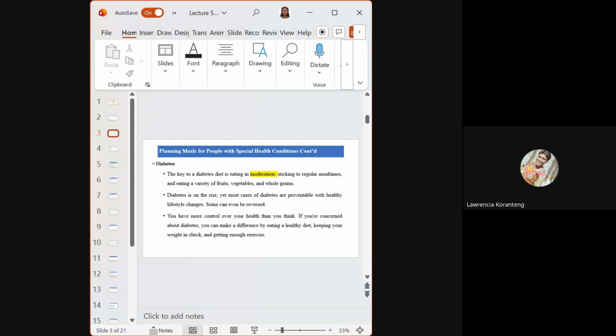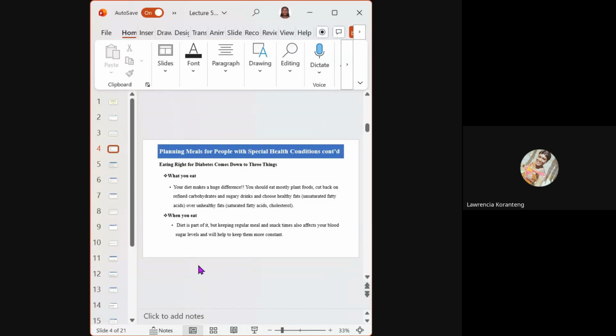Yeah. So you need to stick to regular meal times. Diabetes is on the rise, yet most cases of diabetes are preventable with a healthy lifestyle. You have more control over your health than you think. If you are concerned about diabetes, you can make a difference by eating a healthy diet, keeping your weight in check, and getting enough exercise.